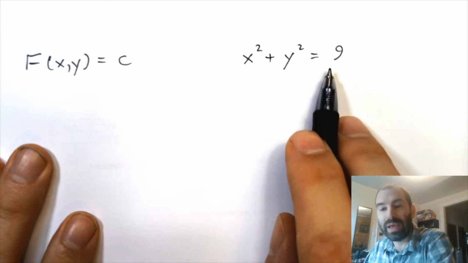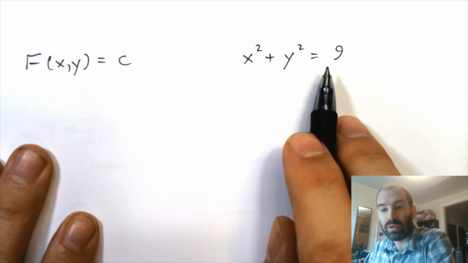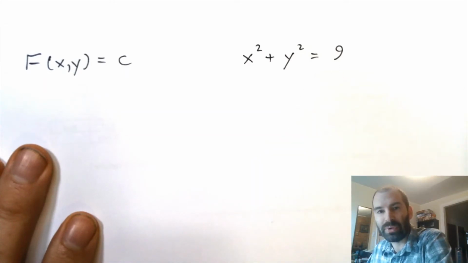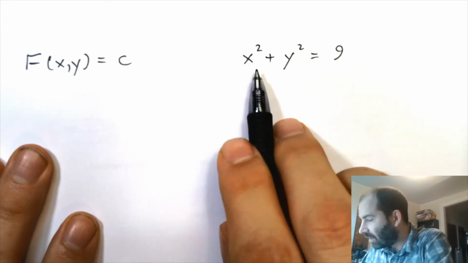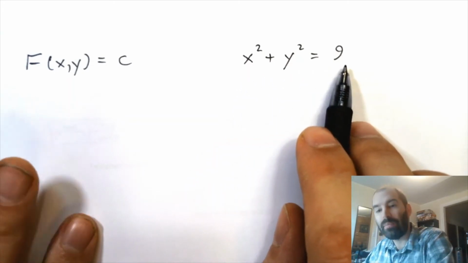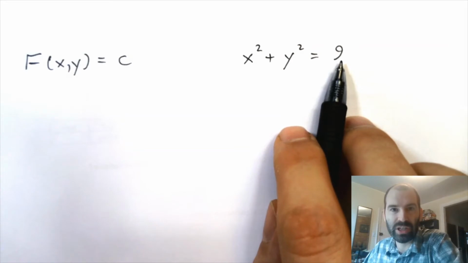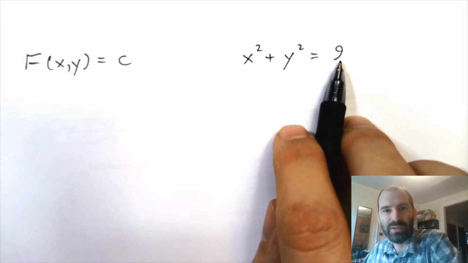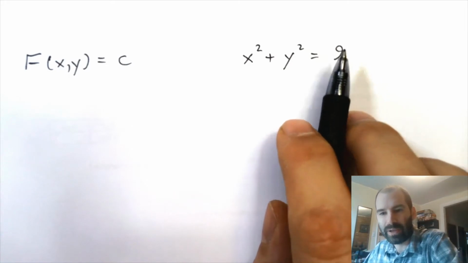You know this from Calc 1. So look back in your Calc 1 notes, look up implicit differentiation, and implicitly differentiate this with respect to x. Pause the video, and then we'll come back and check our work together. Okay, so go ahead and pause. 3, 2, 1. Okay, let's check our work.